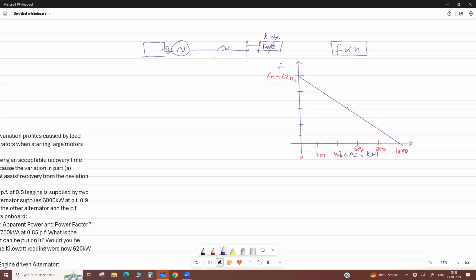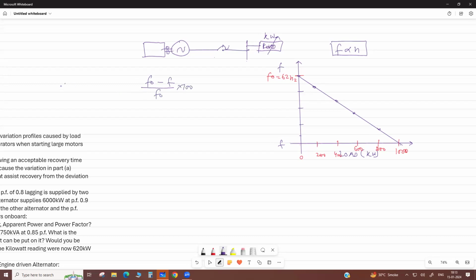So this is the curve we get. Like at 200 kilowatt, 400, 600, 800, 1000 kilowatt. So at 1000 kilowatt, what is the frequency? F full load. And this is the no load frequency. So this variation: no load frequency minus full load frequency, with respect to no load frequency, into 100.